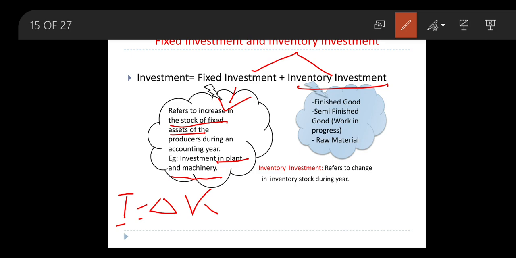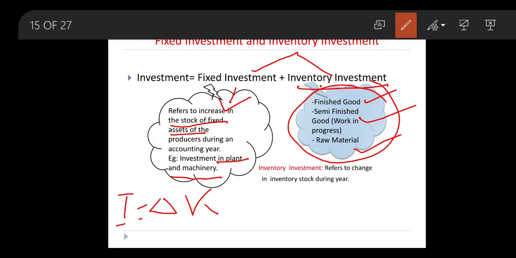Okay, now coming to inventory investment. What do you mean by inventory? When we talk about inventory, it means inventory stock, and inventory stock includes finished goods, semi-finished goods which are in the process of production, and raw material. These are your inventory stock, and the amount of this stock varies over time. Okay, so your inventory investment is a change in inventory stock during the year.